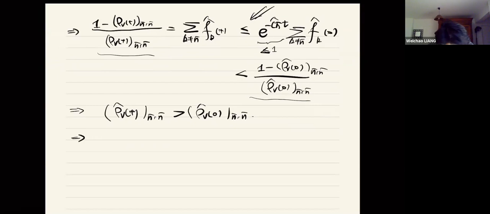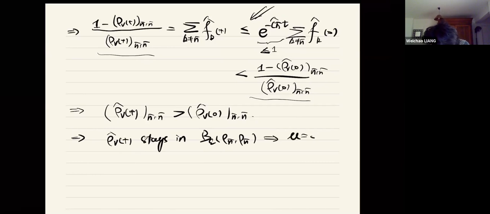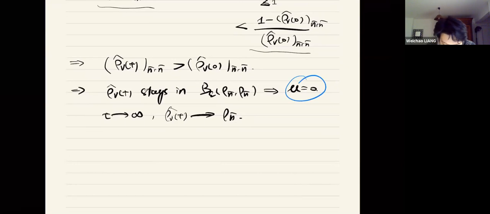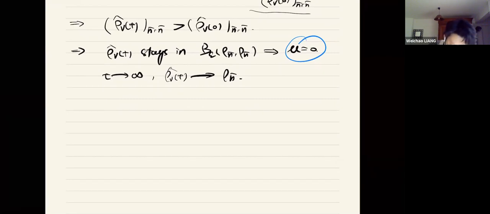Which means the rho vt stays in such a neighborhood, right? And moreover, we know that the u is always equal to 0. And as t tends to infinity, it converges to the rho n bar. Okay, and this is very important for us. The u will remain 0. Okay, so we do the exact same calculation for the fkt.